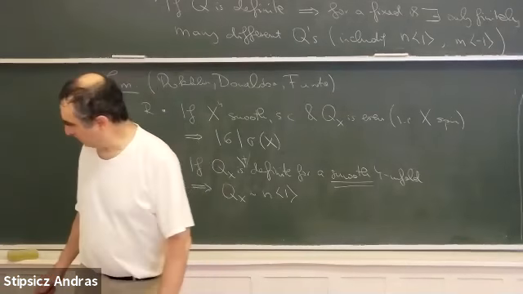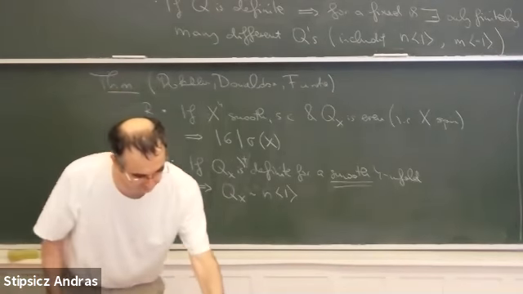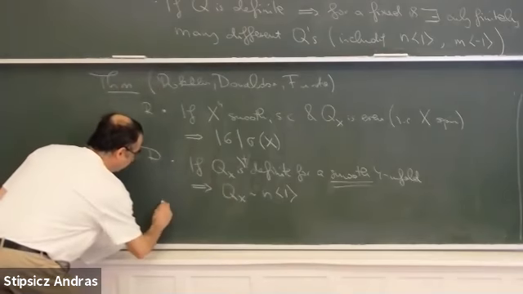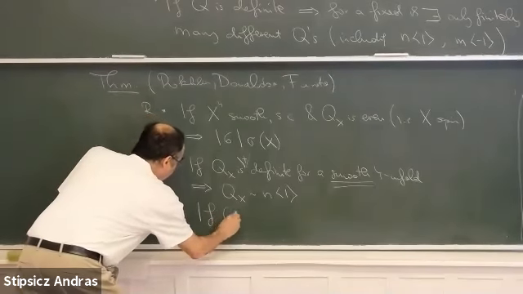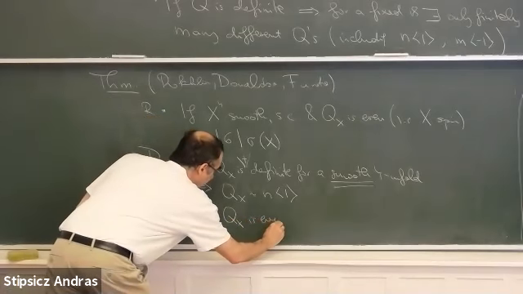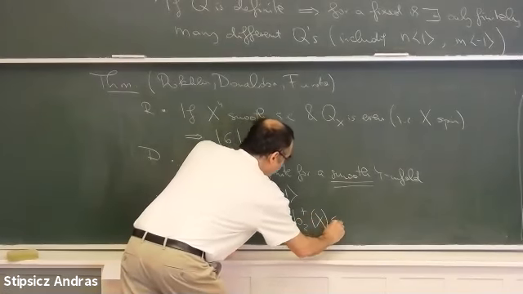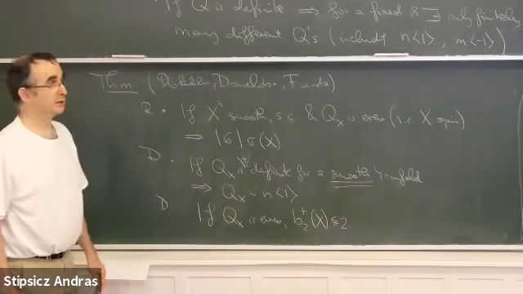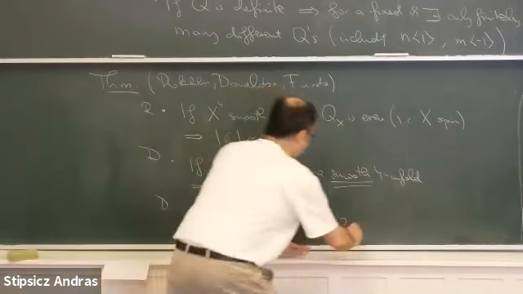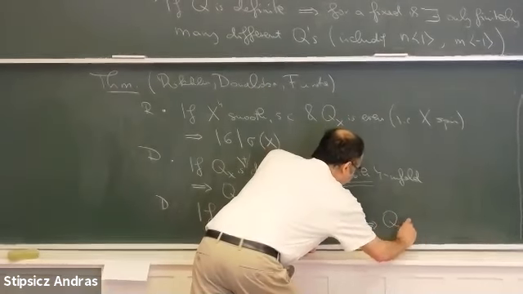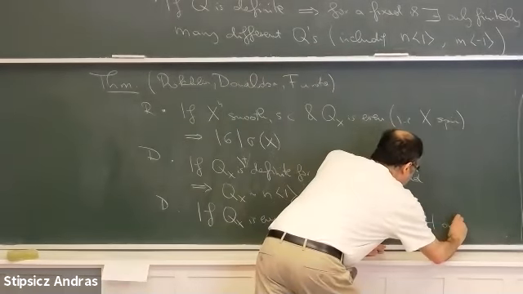So if we combine these theorems, I would like to continue on. Around the same time, Donaldson proved the following. If QX is even and b2 plus is at most 2, then QX is just H or 2H.